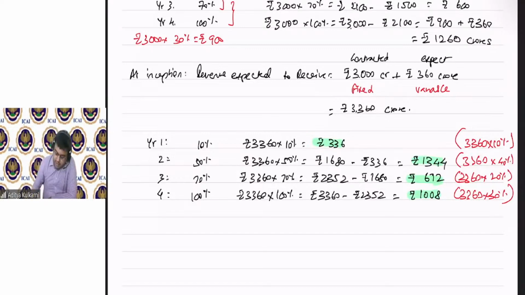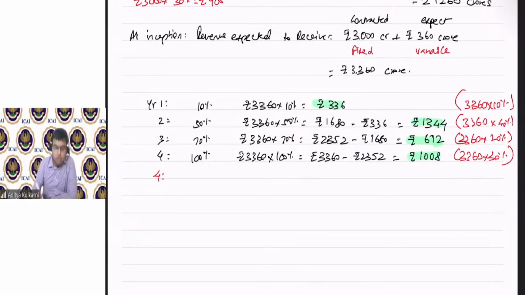And therefore, in year 4, you do not meet the revenue. You do not meet the job requirements. You do not deliver the goods. Then at that point of time, what should be the revenue that you should be booking? Suppose you have been able to complete only 90%, you will then book the revenue as 3,000 into 90%. That comes to 2,700.